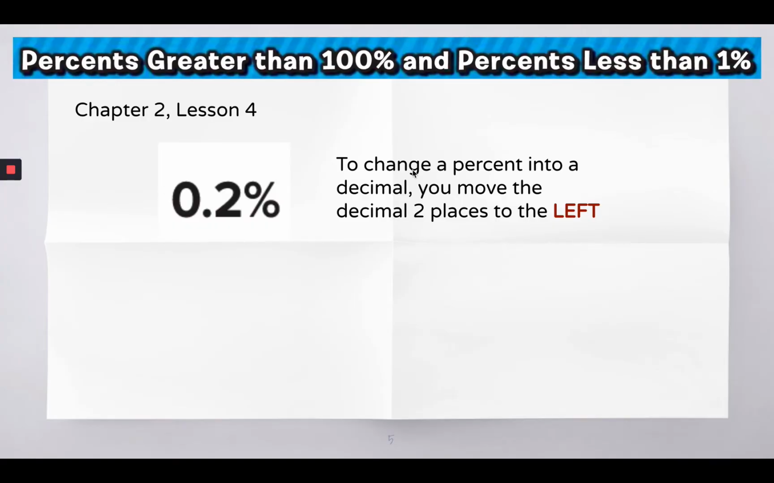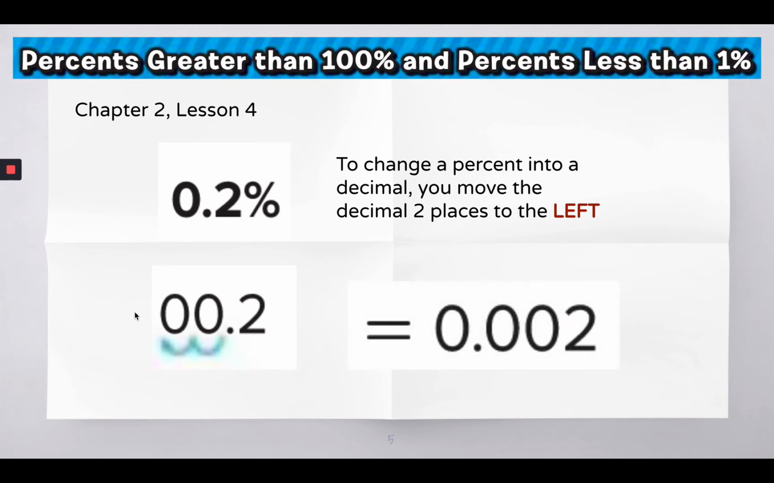Well, if you remember, to change a percent into a decimal, you always move the decimal 2 places to the left. So 1, 2. And you're going to end up with 0.002. You have now successfully changed this decimal of a percent to just a straight up decimal. 0.2% is equal to 0.002.